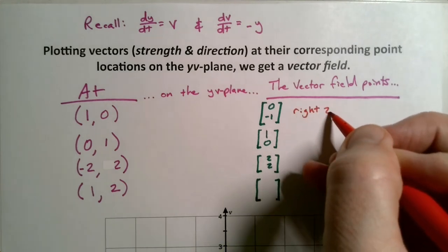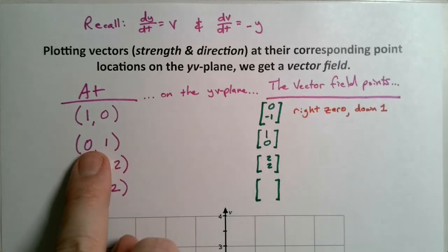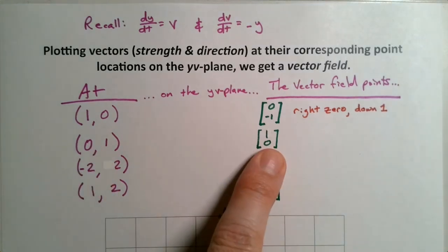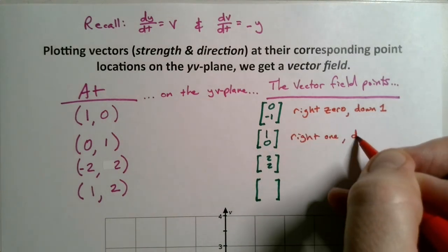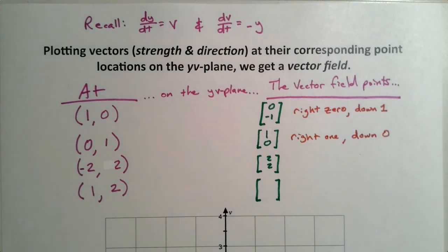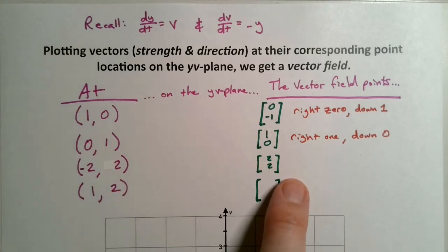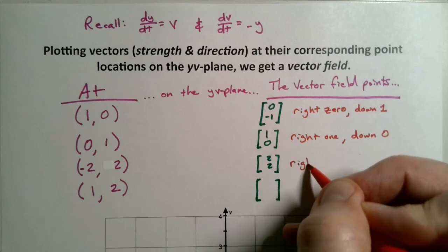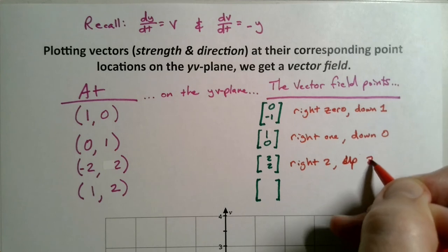So we could say this as right 0, down 1. And at (0, 1), we found out that it points in this direction, which is right 1, down 0, or up 0. Doesn't really matter, up or down 0. And at the point (-2, 2), sorry, I made a little boo-boo there, we found out that it points in the direction (2, 2), or right 2, not down, up 2.